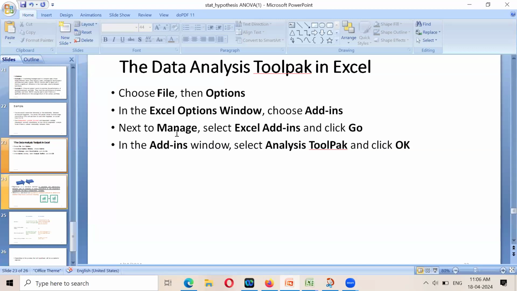In Excel, you have to install the Data Analysis ToolPak as an add-in. How to do that, I will show you. So here are the steps. I will share this PPT with you. Choose File and then Options. In the Excel Options window, choose Add-ins. Next, to Manage, select Add-ins. Okay, instead of reading, I'll just go to Excel now.